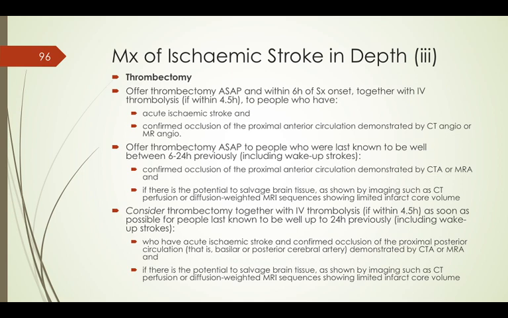And finally, consider thrombectomy along with thrombolysis as soon as possible for those last known to be well up to 24 hours previously, again including wake-up strokes, for those who have acute ischemic stroke with an occlusion of your proximal posterior circulation, i.e. basilar or posterior cerebral artery circulation, again demonstrated by angiography, and with the possibility of salvaging brain tissue with evidence on CT or MRI.